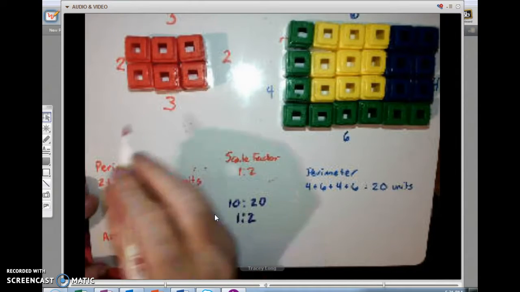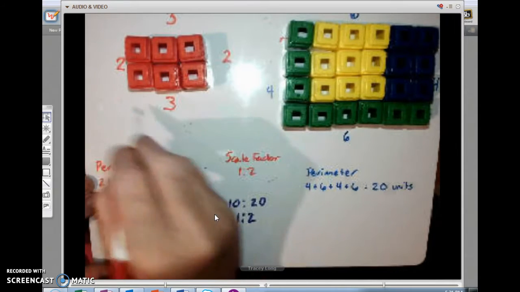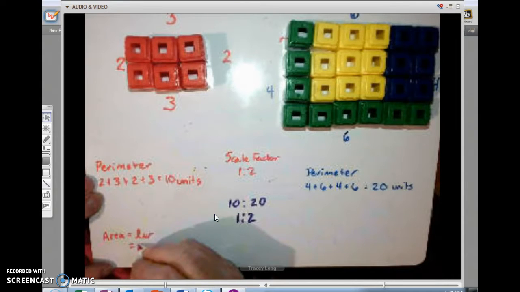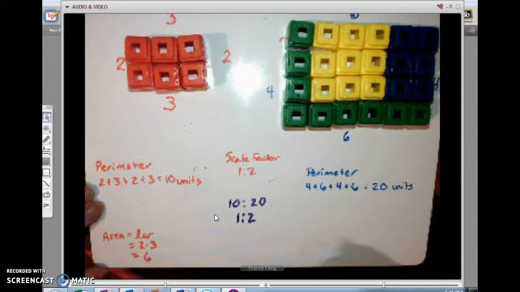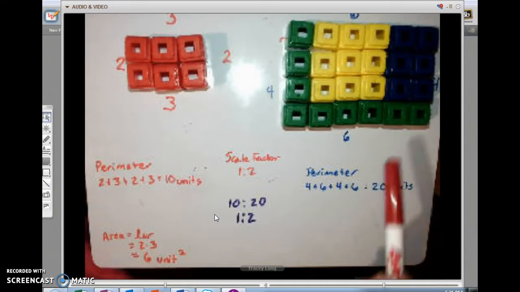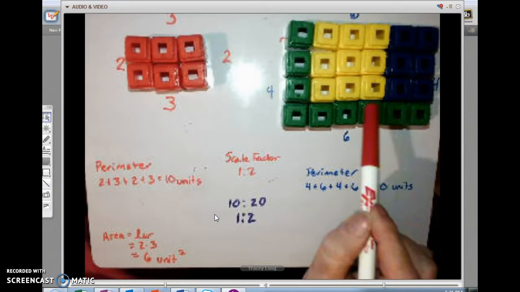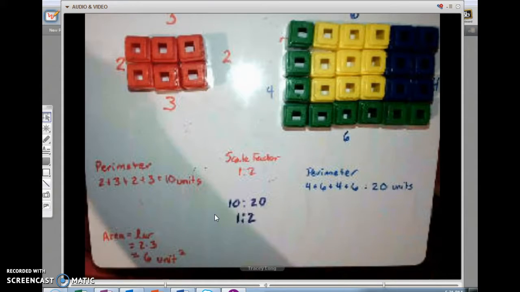All right, so here, my length and width, it doesn't matter which one I call which. I'll say it's 2 times 3. And I find that I have 6 units squared or square units. So I'm going to write it as units squared. Okay? Now, I want to compare that to the area of this rectangle over here because they're similar figures. And I want to see if there's any kind of relationship there.